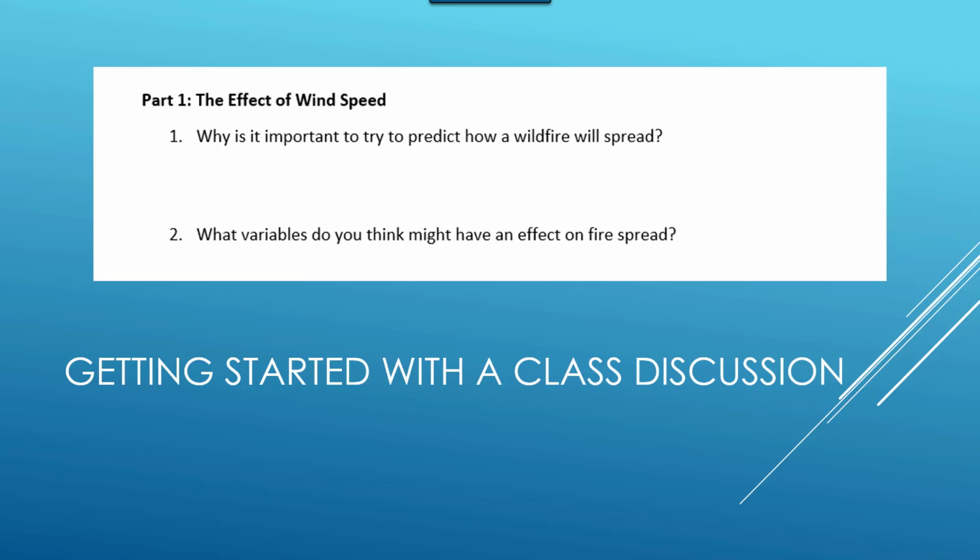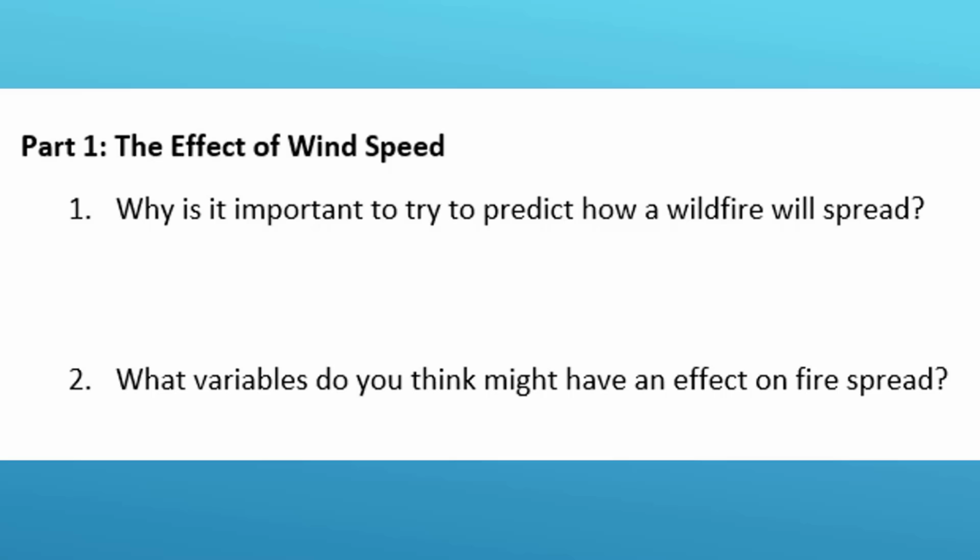It's often a good idea to get an activity started in a way that engages students with the context. Part 1 of this activity does this by asking 2 questions that can be the basis of a brief class discussion. You can start by having students share ideas on why it's important to predict the spread of a fire. Typical student answers include that it would allow firefighters to determine where to build fire lines, and that it would help officials decide when and where to issue evacuation orders for residents.